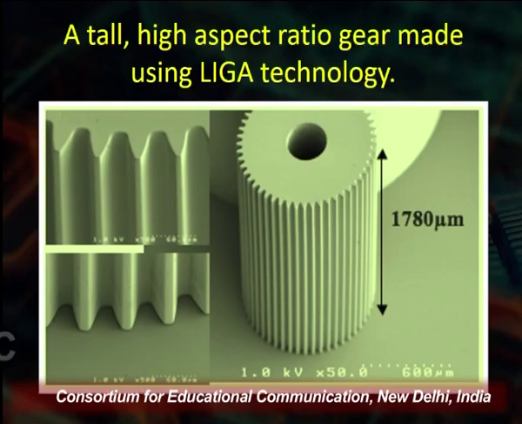Now you see the SEM images of the prepared material, a tall high aspect ratio gear made using the LIGA technique, and this is in the size of 1780 micrometers. So, this is a very small device. On your left-hand side you see the high resolution, high magnification of this figure. You see that the gear is made by using LIGA, and similarly we can prepare nano and micro devices by using this technique.